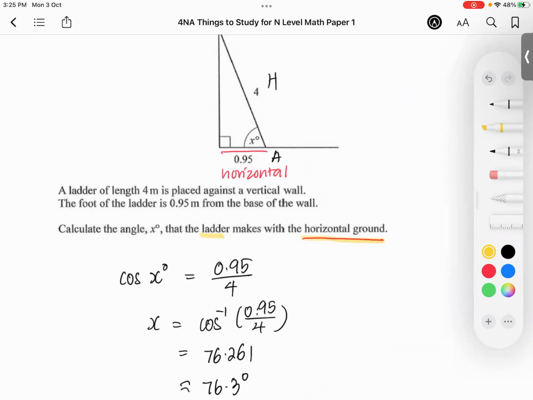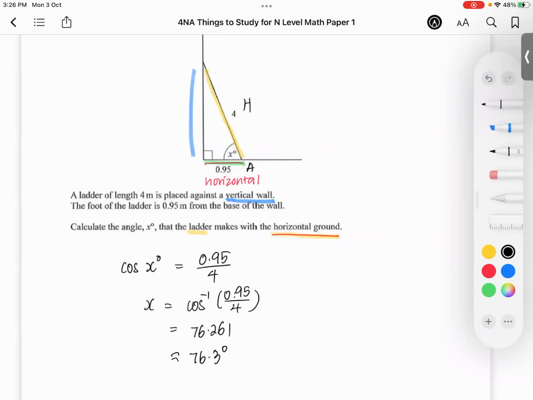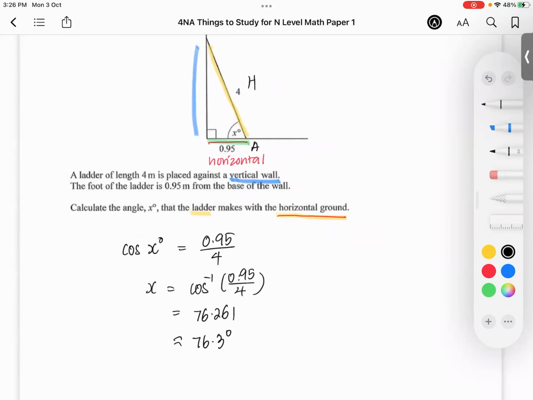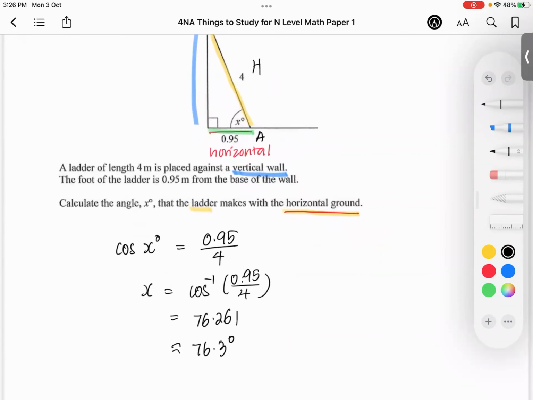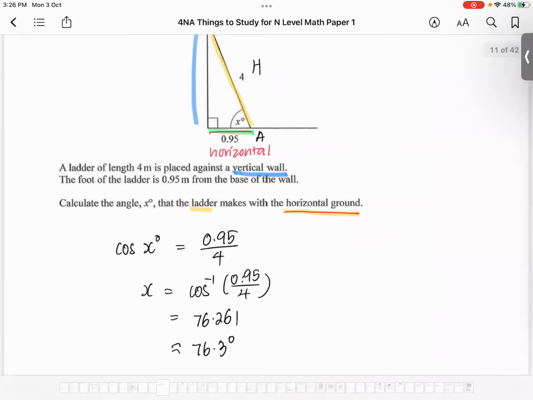The angle that the ladder, this is my ladder, makes with the horizontal ground. This is my horizontal ground. The vertical is the wall. This is vertical. This is the wall. Okay, so they are different. So the moment you find a wrong angle, then you cannot get the answer. Please practice. I know some of you don't use trigonometry. You only use sine rule, right? Please practice trigonometry. Basic you must know, okay? Next question.